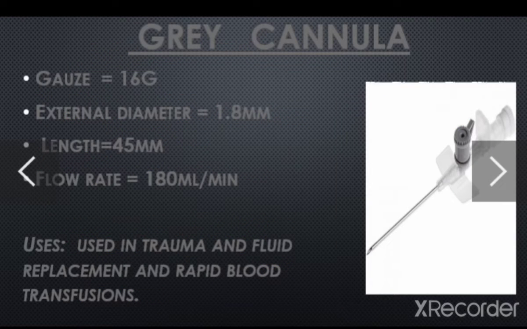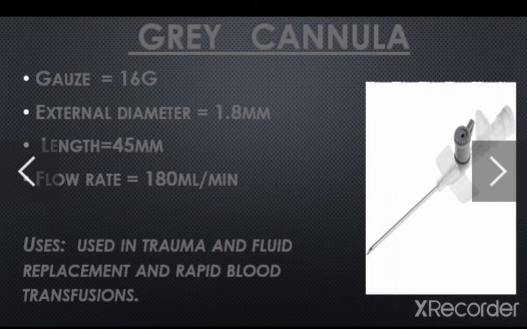And this is the next cannula, the gray cannula. The gauge is 16 gauge, the external diameter is 1.8 mm, the length is 45 mm, and the flow rate is 180 ml per minute. And the uses are almost the same as those of the orange cannula. It is also used in the case of trauma or in the case of fluid replacement.